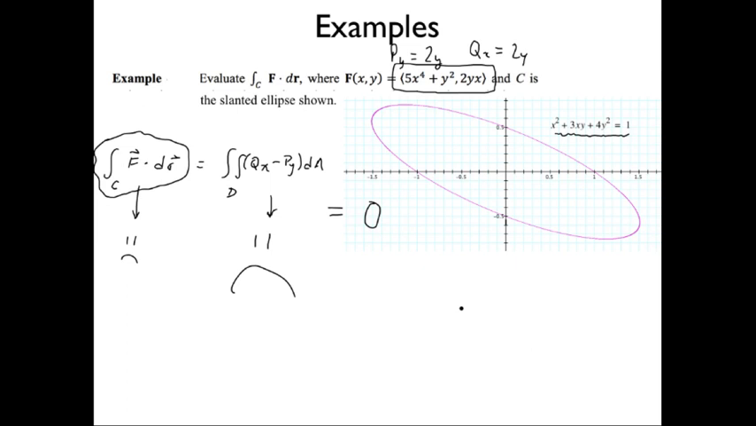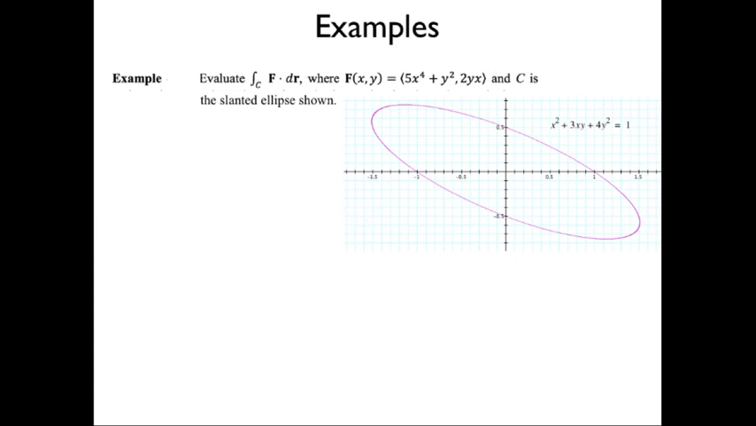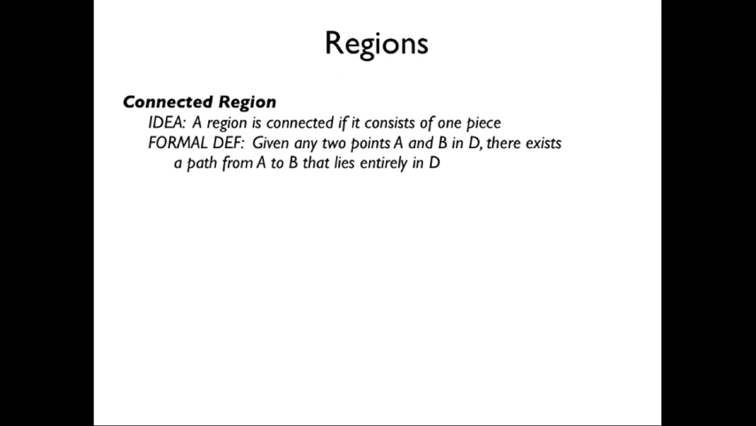Okay, so let's talk about regions. We've been talking about these closed regions D for these Green's theorem problems. So let's be more specific. A connected region, the idea is the region consists of one piece. That's the idea of a connected region. You just have one piece. So that's connected.